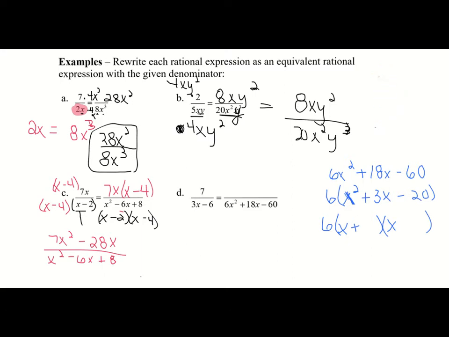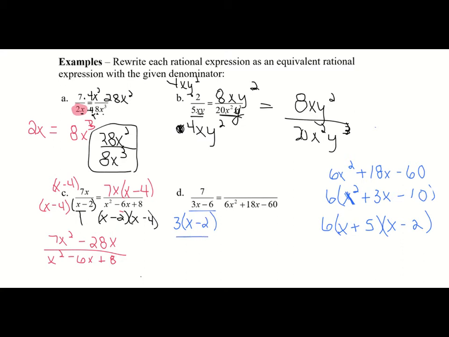And again, this is where you're going to see your teacher is definitely not perfect. I pulled out a 6. So that makes x squared plus 3x minus 10. All right, which then will factor to x plus 5, x minus 2. And now this 3x minus 6, we can factor a 3 out of that, so it becomes x minus 2.